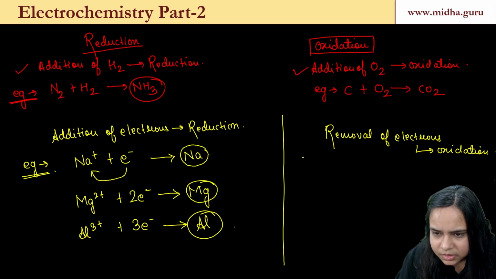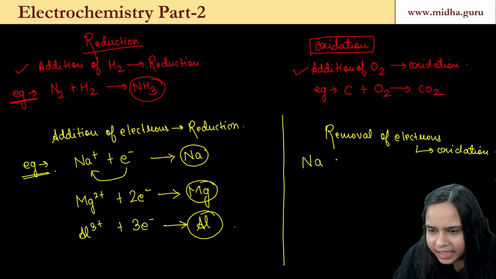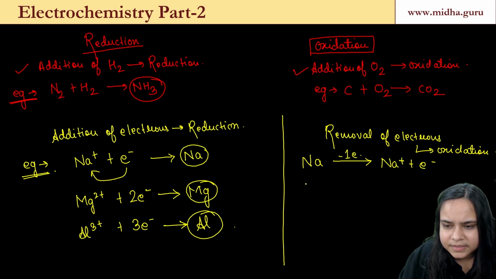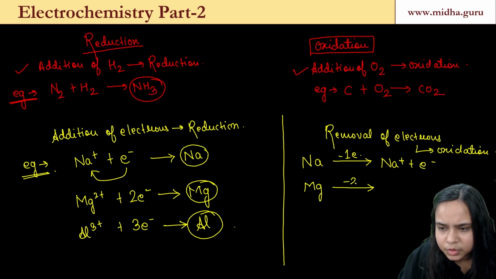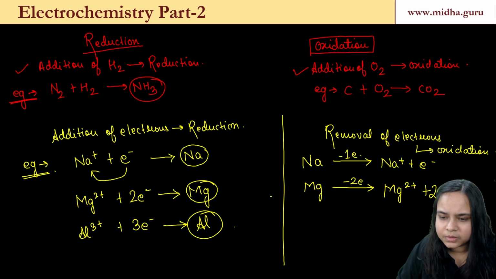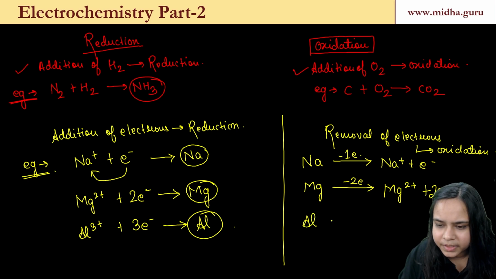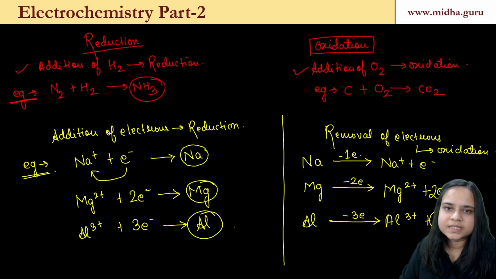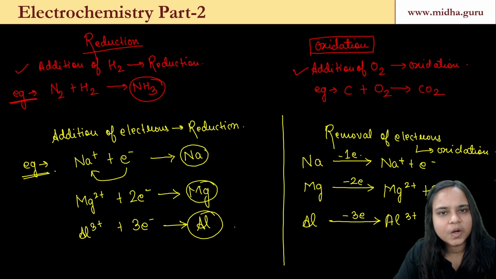Just like that, if we have sodium and we are extracting an electron from it, this becomes Na+ plus an electron, e-. This becomes a positive species. Then we can take the example of Mg. We have to extract 2 electrons from here. So this becomes Mg2+. 2+ denotes that it is deficient by 2 electrons, so 2 electrons will get emitted out. Then we can take the similar example of aluminium. We have to take out 3 electrons from here. So this becomes Al3+. This shows that it is deficient by 3 electrons, and 3 electrons are emitted out. So removal of electrons is called oxidation, and addition of electrons to any species is called reduction.